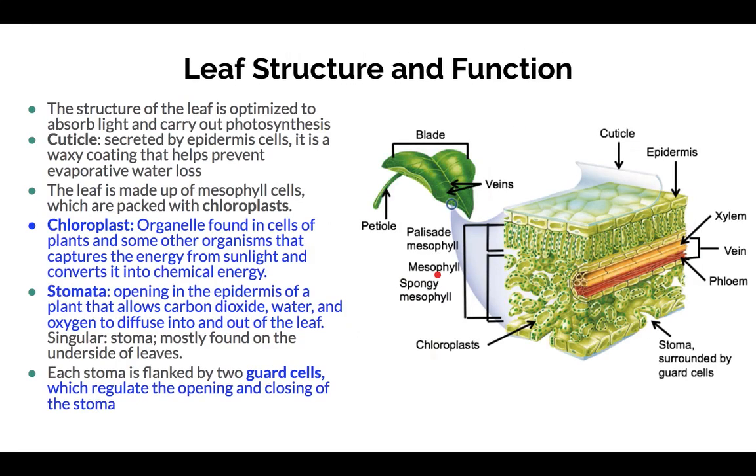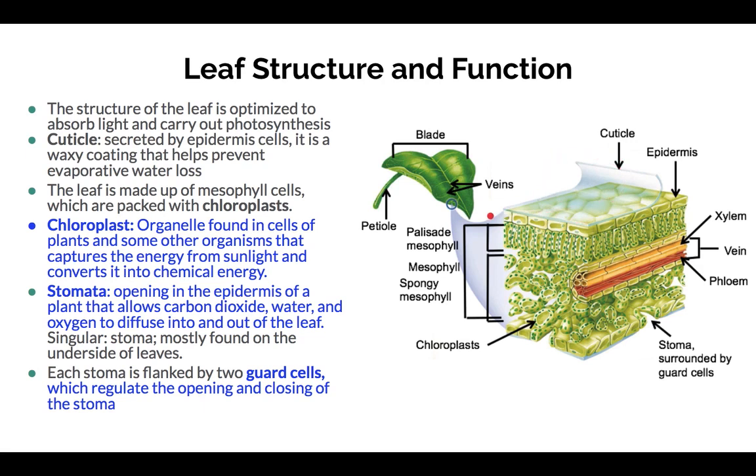Now on to leaves. So this diagram looks pretty complicated. You do not have to know every aspect, but it will be important to understand the inner workings of the leaf and where to find things whenever we get into photosynthesis. So the structure of the leaf is optimized to absorb light and carry out photosynthesis. Here, the cuticle is secreted by the epidermis cells, and it is a waxy coating that helps prevent water loss.